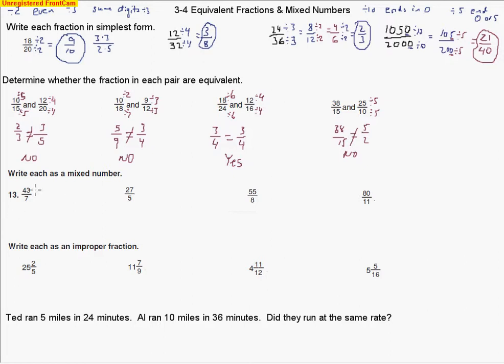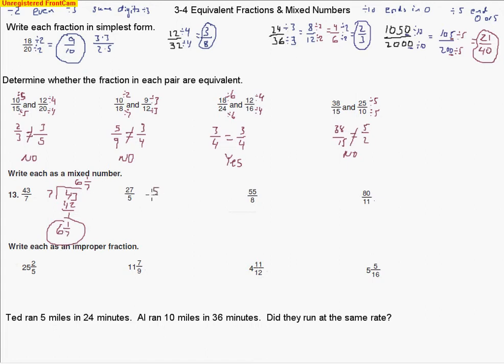Looking at our next set of directions, it says write each as a mixed number. Well, what you're going to do is take the 7 and divide it into 43. Top dog goes in this doghouse. Well, 7 goes into 43 6 times. And do some subtraction. You're left with 1. And see how we have a remainder of 1. The way we're going to write that is 1 over 7. So the answer is 6 and 1/7. Whatever the remainder is goes on top of the fraction.